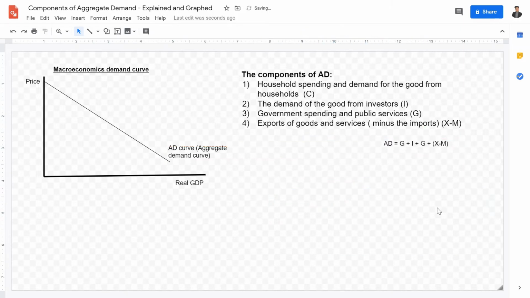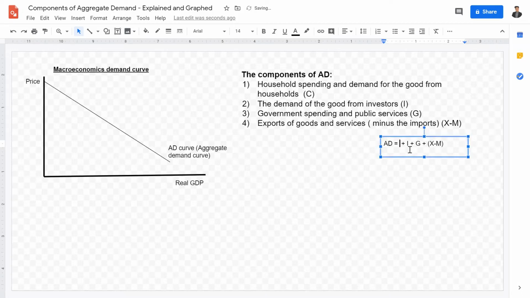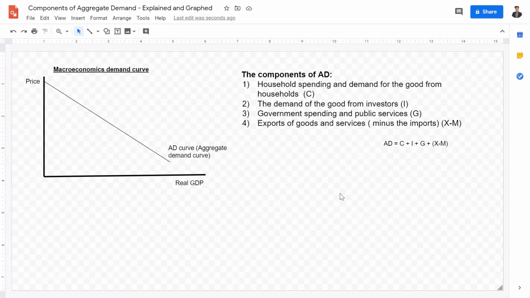So you take the domestic demand for the good, plus the investment demand, plus the government expenditure, plus the export minus import demand for the good. And there we will have the aggregate demand curve.